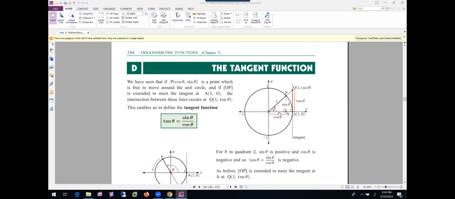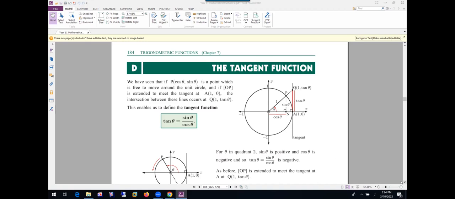And we know that the ratio of opposite and adjacent is tan theta, right? So that's why it becomes sine theta over cos theta. Sine theta is the opposite side and cos theta is the adjacent side. Got it? So that's why tan theta is equal to sine theta over cos theta. So this is actually the tangent function.